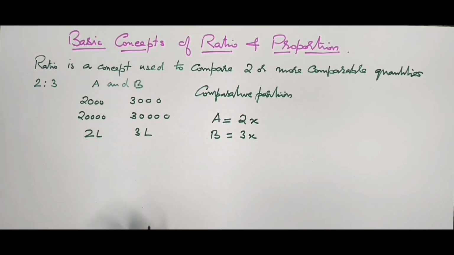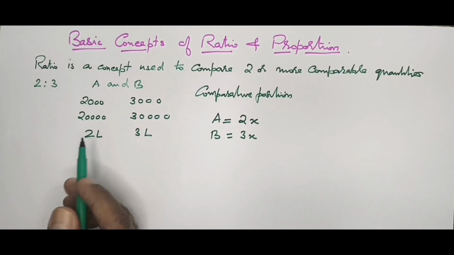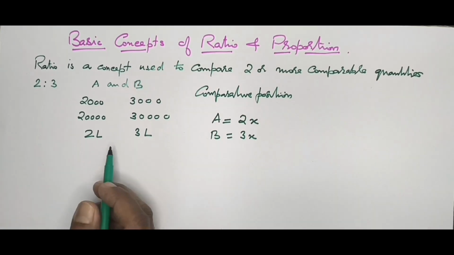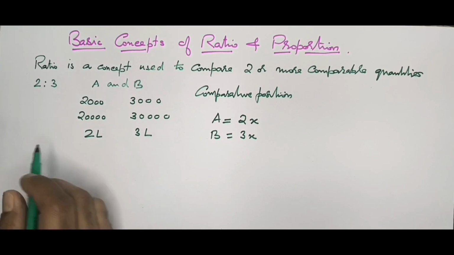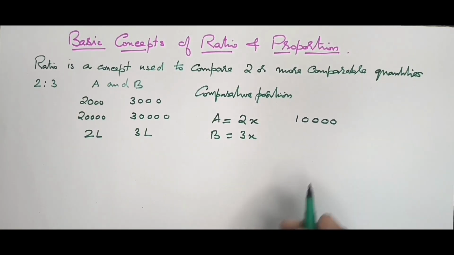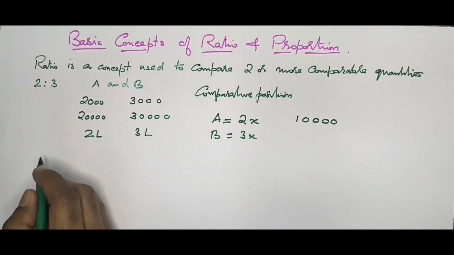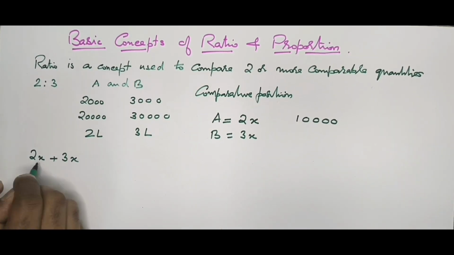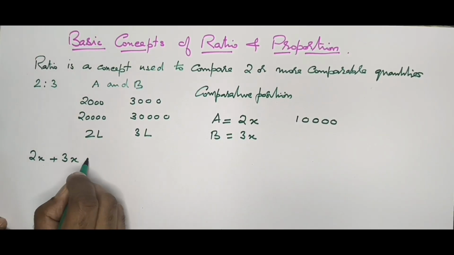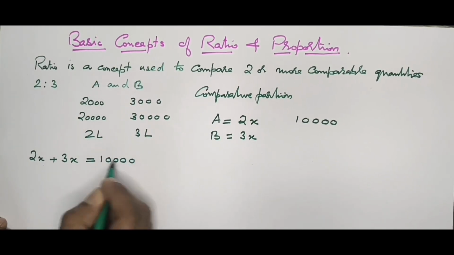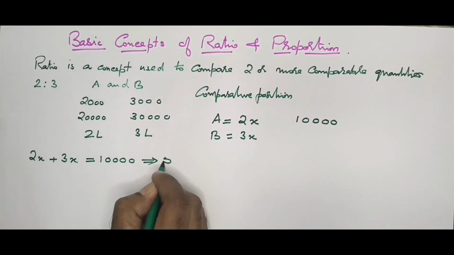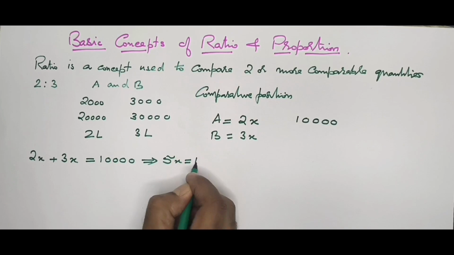Supposing you know some additional information like the total salary of A and B, let it be 10,000 rupees. In that case, we will be able to find out the correct salaries of A and B. The total salary of A and B you can write as 2x plus 3x from the ratio figure 2 is to 3. And that's given to be 10,000. Now look at this. It reduces to a very simple equation. 2x plus 3x, 5x equals 10,000.